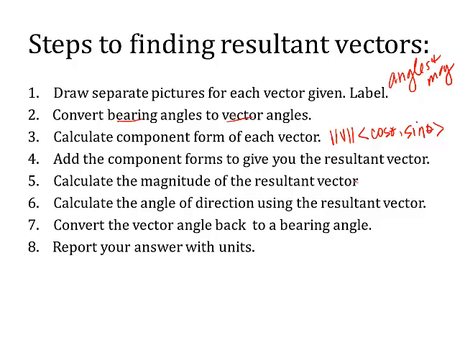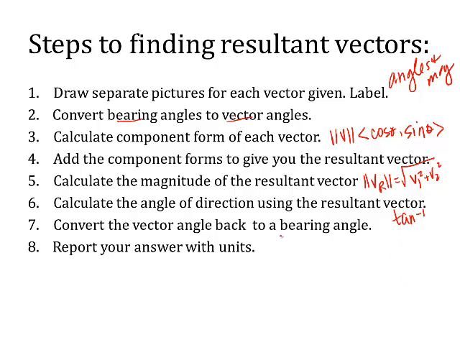Calculate the magnitude of the resultant vector. Remember, the magnitude of that resultant vector is going to be the square root of v1 squared plus v2 squared. Okay? Calculate the angle of direction using the resultant vector. That's using the tangent inverse.